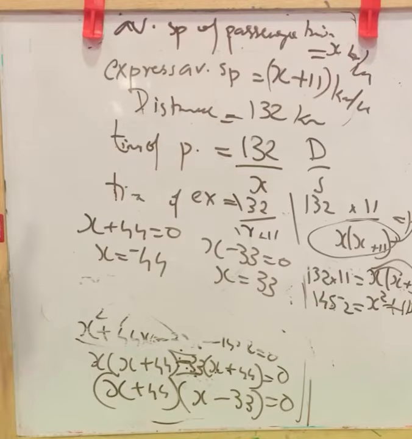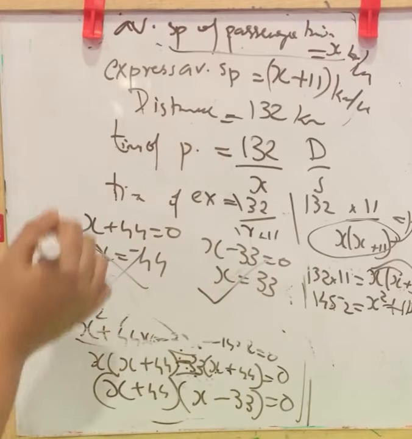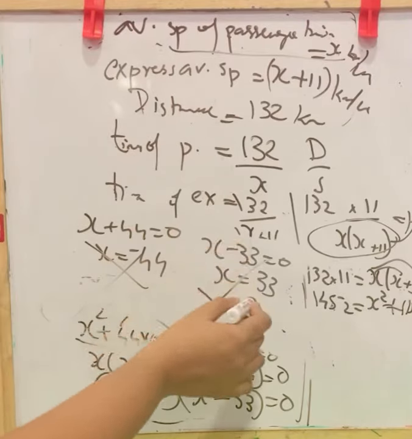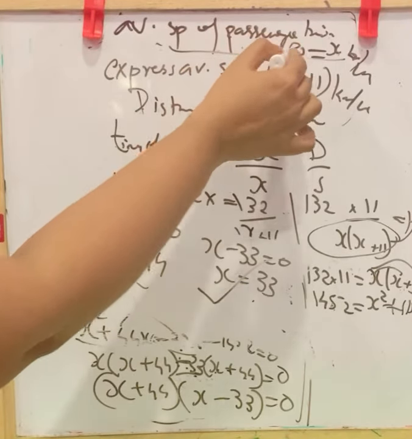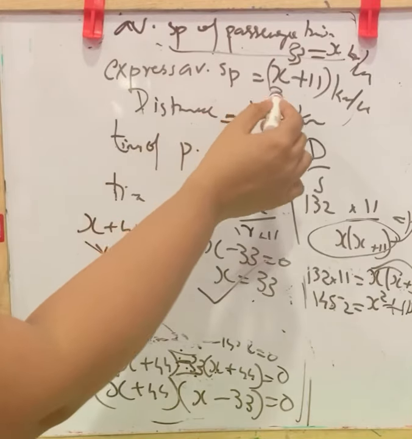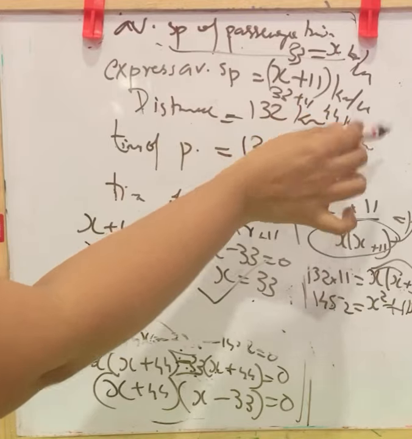Now we are talking about the average speed of a train and we don't want a negative value. We will consider positive because it is speed. Speed is never negative. So the average speed of the passenger train is 33 km per hour. And the express train's average speed will be 33 plus 11, that is 44 km per hour. These are the speeds. Next question.